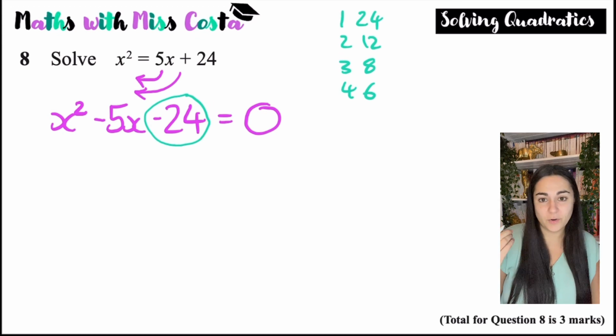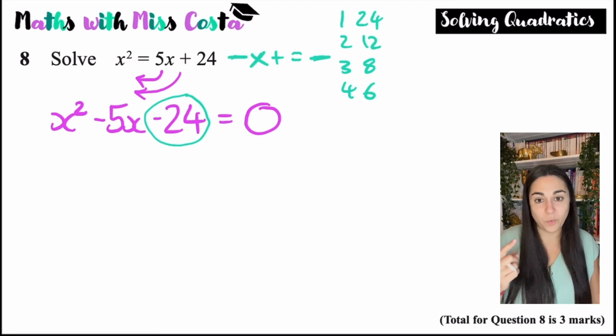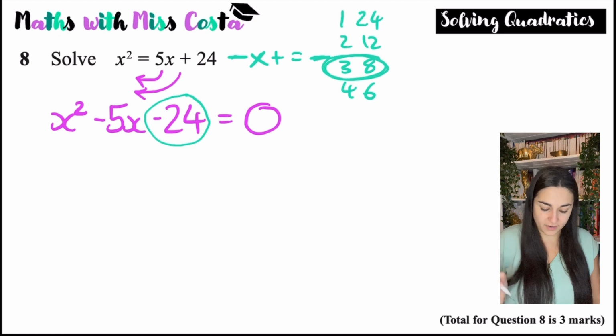So when your result is a negative number, you know that you've multiplied a negative by a positive to get a negative result. So one of the pair needs to be a negative, the other is a positive. So 3 and 8, I know that they multiply to make 24, and I could wiggle them around to make negative 5.